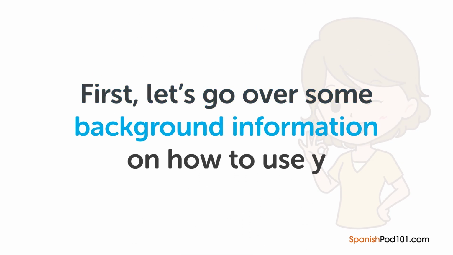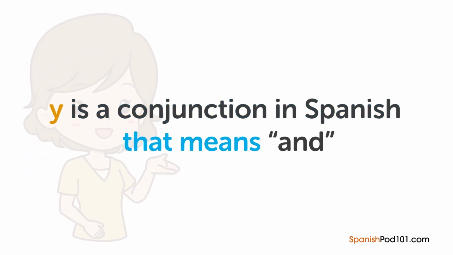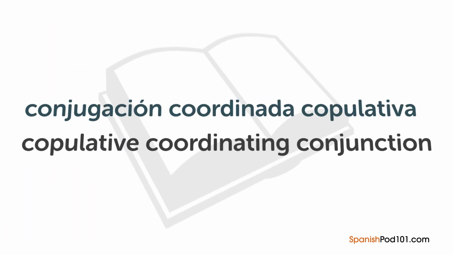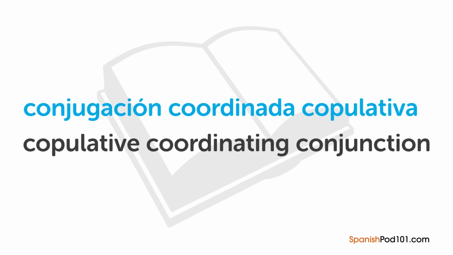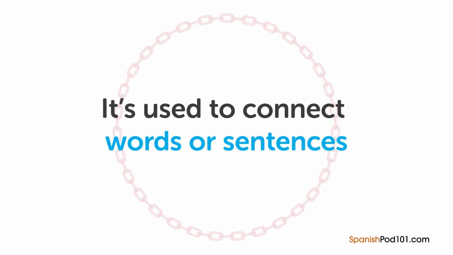First, let's go over some background information on how to use y. Y is a conjunction in Spanish that means and. It's a conjunción coordinada copulativa, or copulative coordinating conjunction. It's used to connect words or sentences.